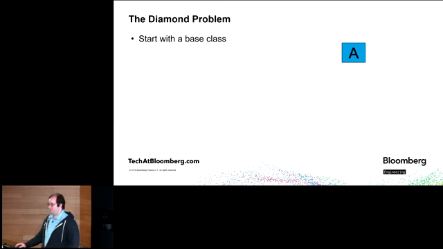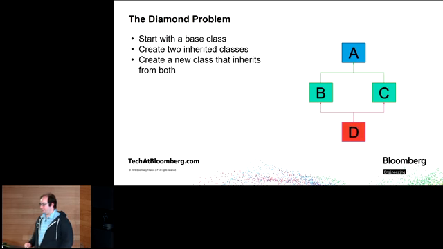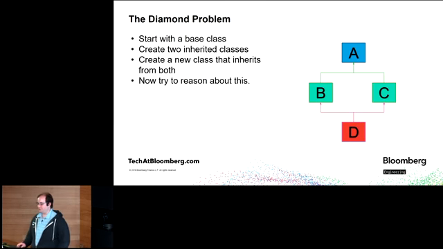When we talk about multiple inheritance and we try to say what the problem with it is, we quickly wind up with the diamond problem, which can be easily explained thusly, or explained thusly if not easily. You start with a base class, you create two inherited classes. From there you create a new class that inherits from both, and then you try to reason about this.